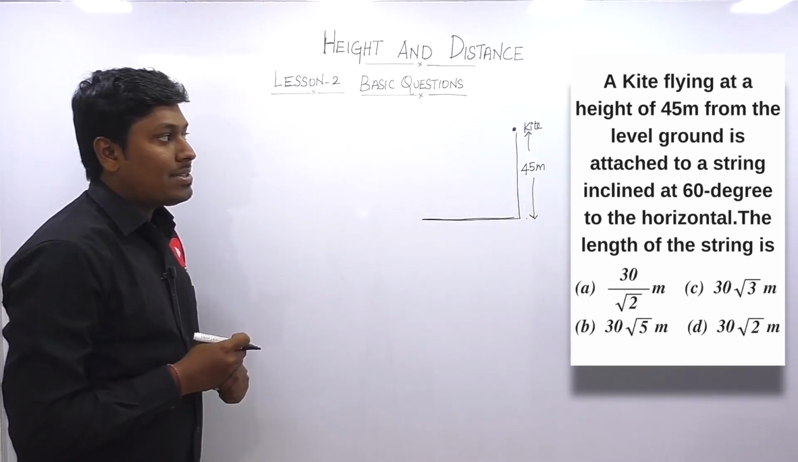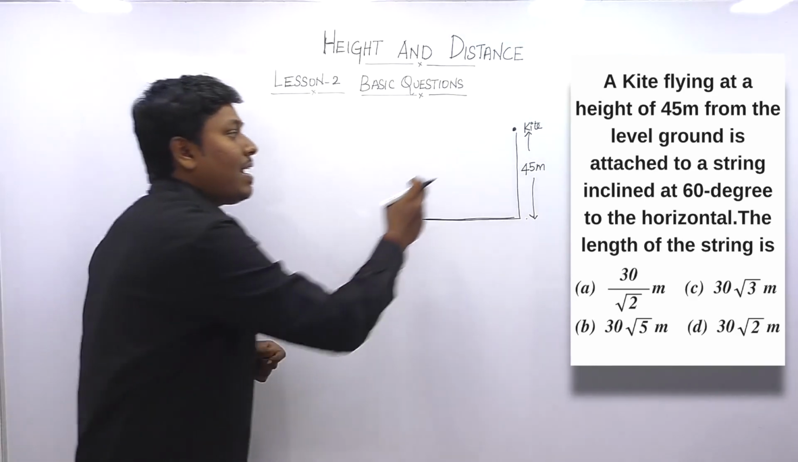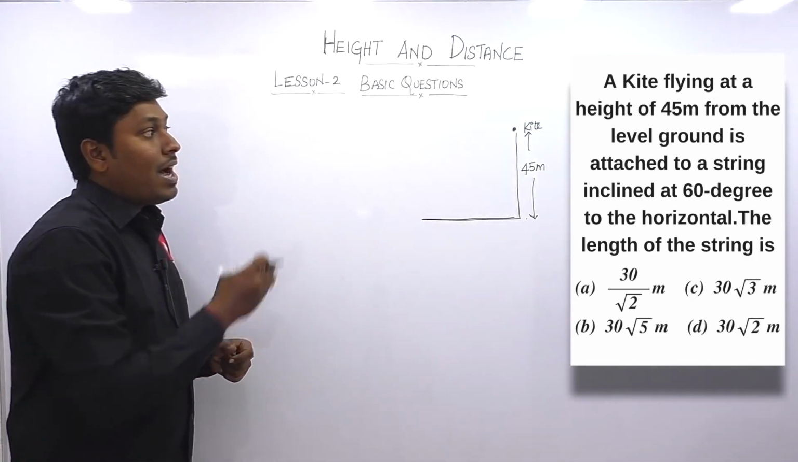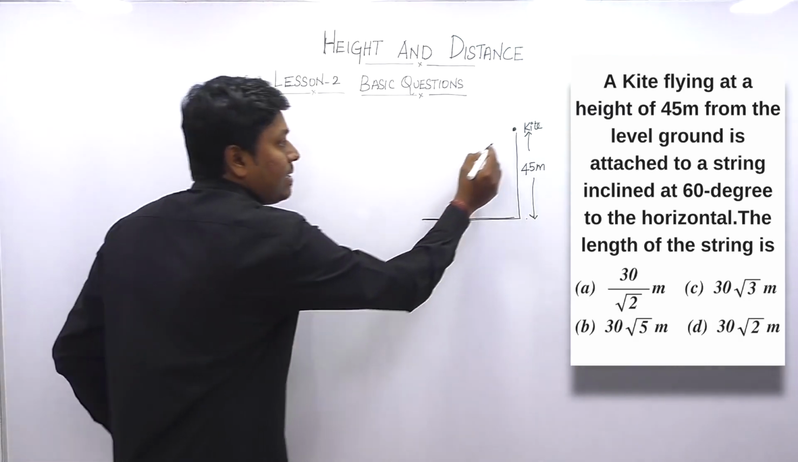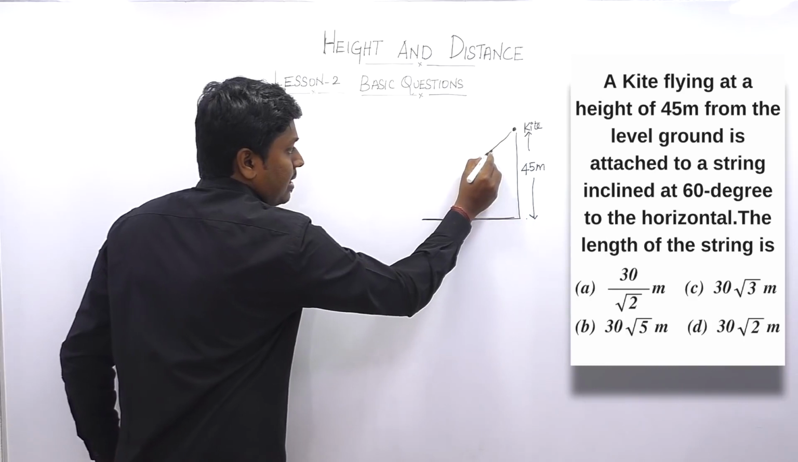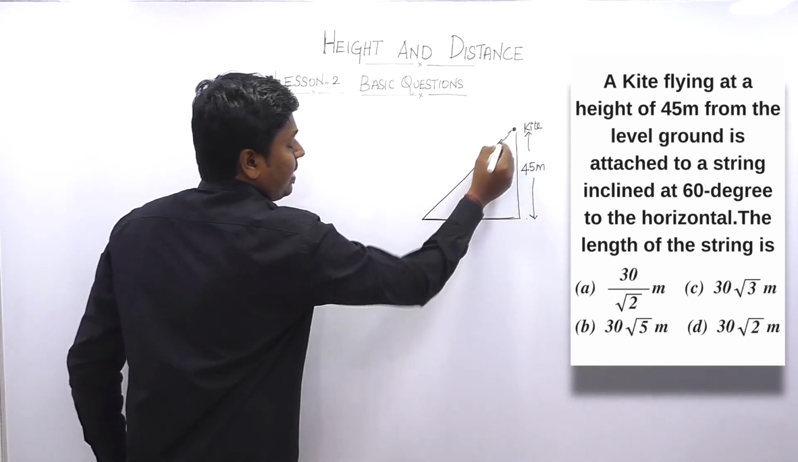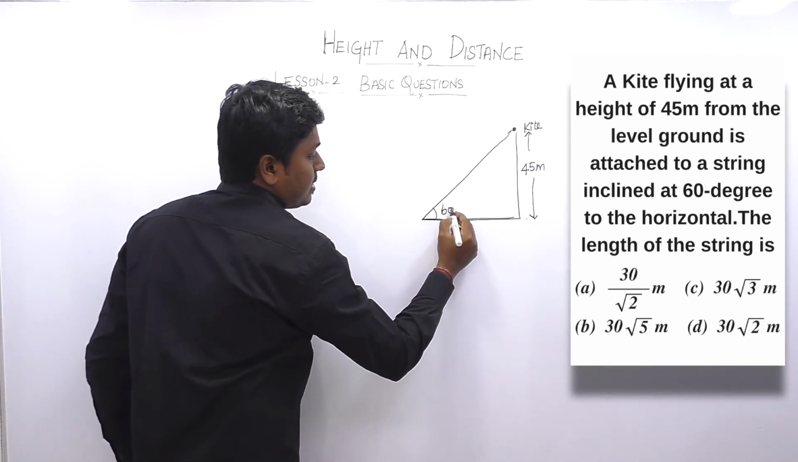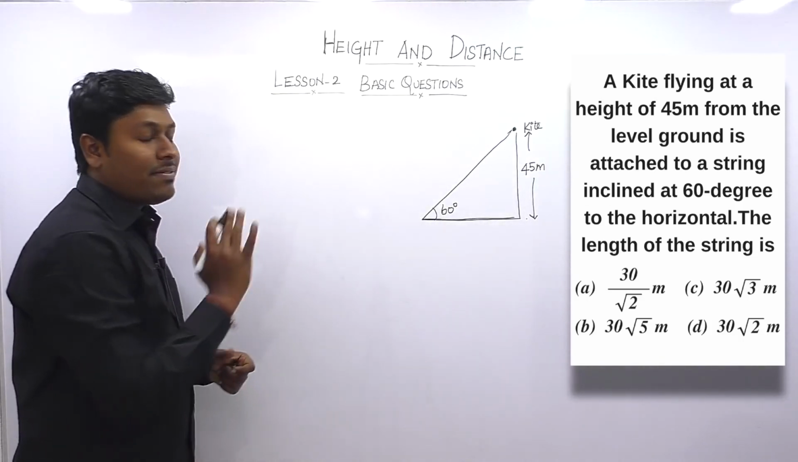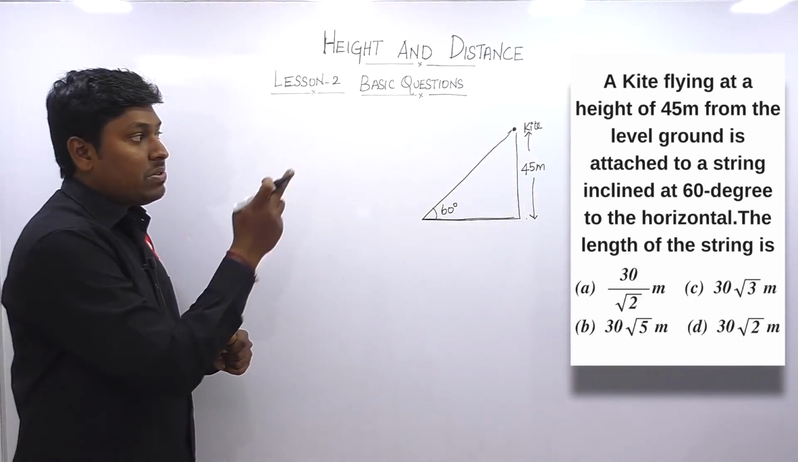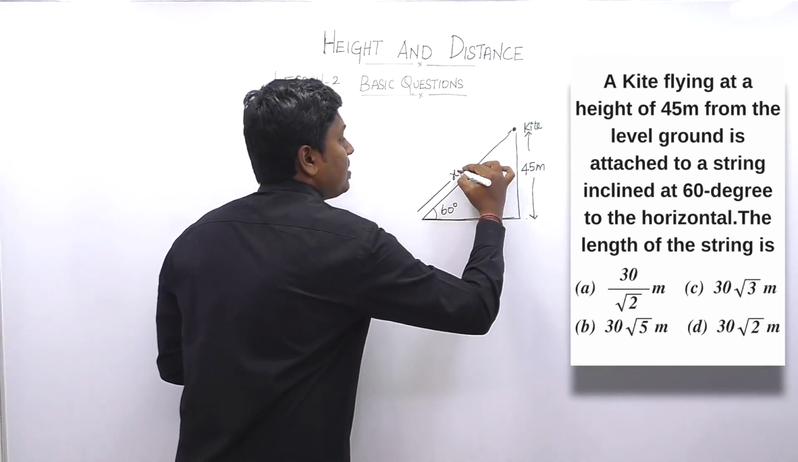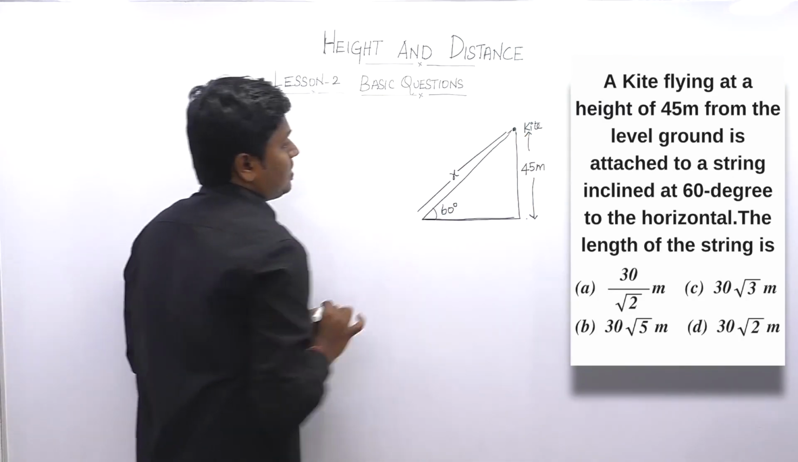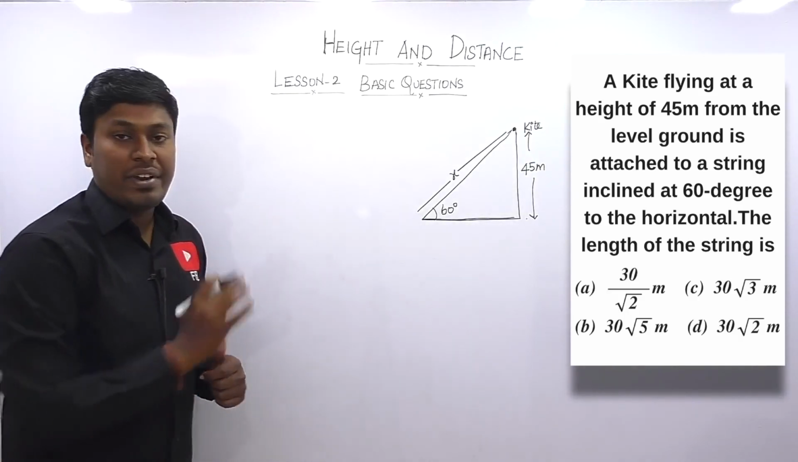The next point is that the kite is attached to a string inclined at 60 degrees to the horizontal. Got it, friends? So we can say that this angle will be 60 degrees. This is the data they have given in the question. Our target is to find the length of the string, which is the hypotenuse, right? So finally we have drawn the diagram for question number 1.